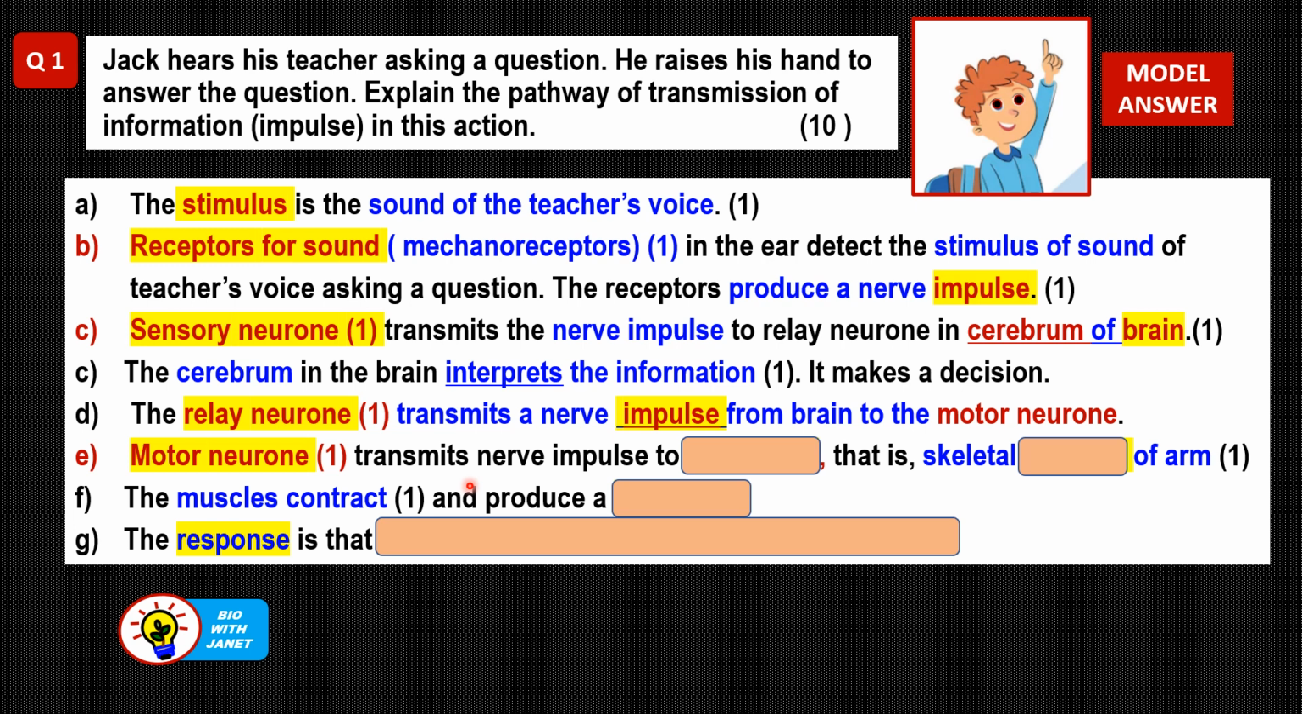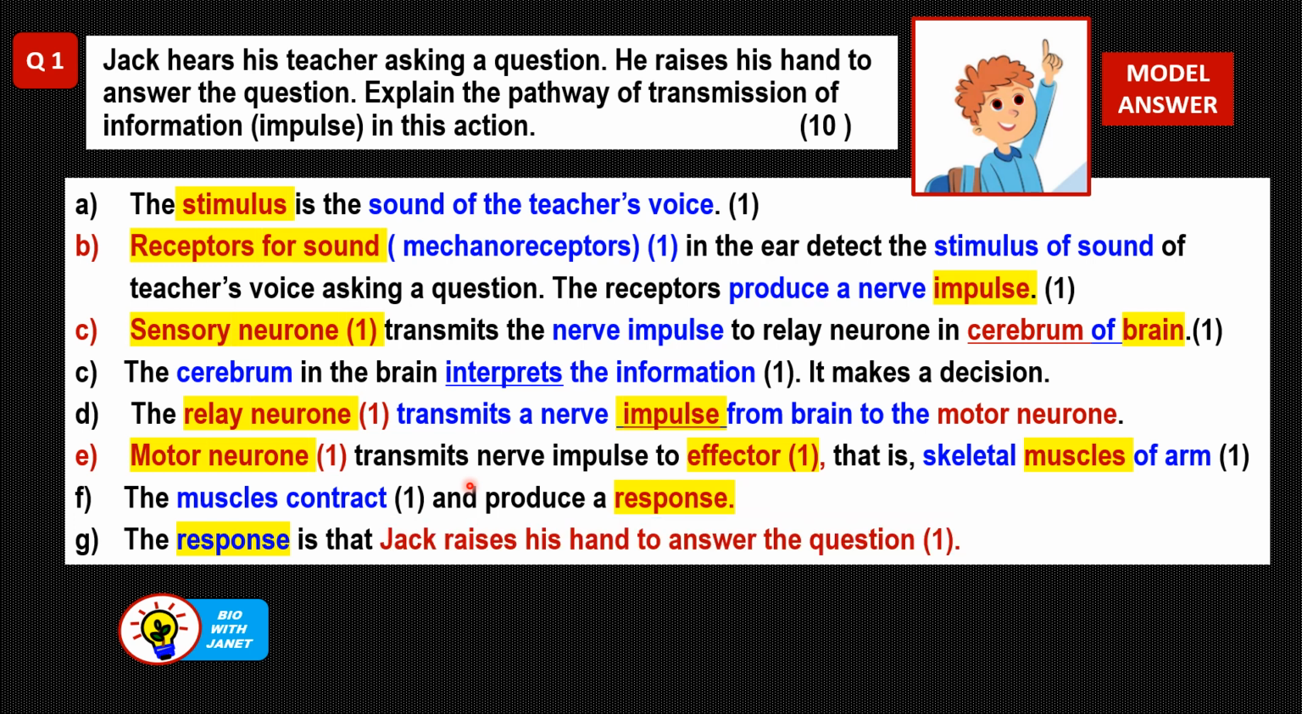So out from the brain already, or the control center. Motor neuron transmits nerve impulse to what structure? Yes, the effectors. And identify the effectors, the skeletal muscles of the arm. So the muscles will contract, also an important point to note, and produce a what? Yes, a response. So what is the response? Mention it. Jack raises his hand to answer the question. So take note of all the keywords and the highlighted words and even the words in blue that are necessary to help you get your 10 marks for this question.